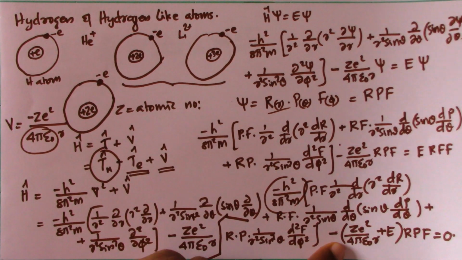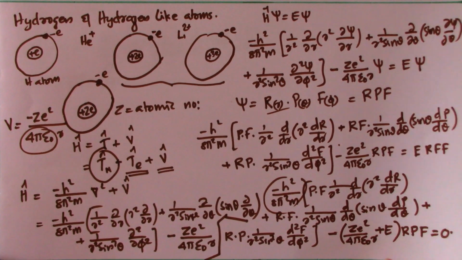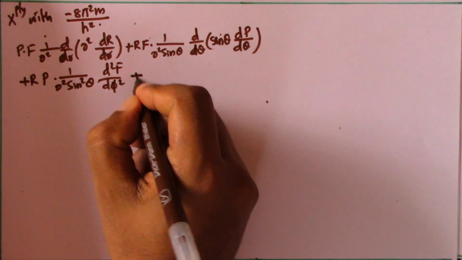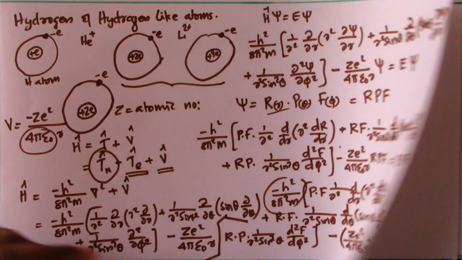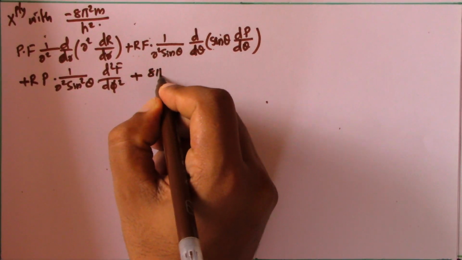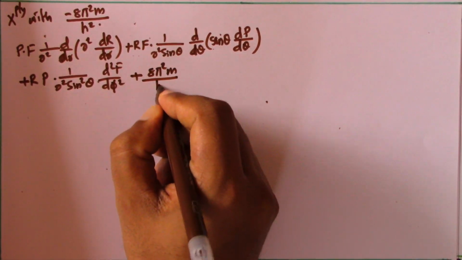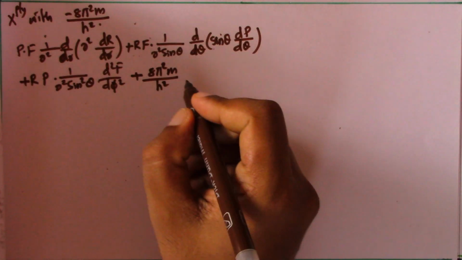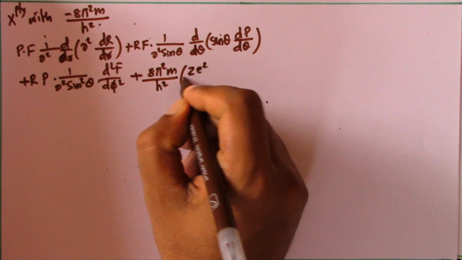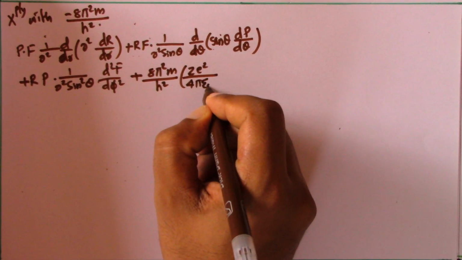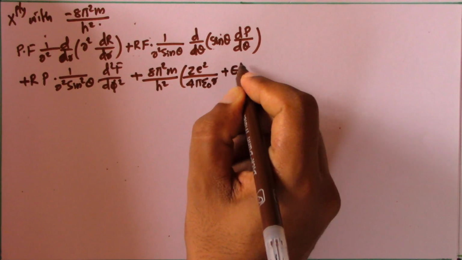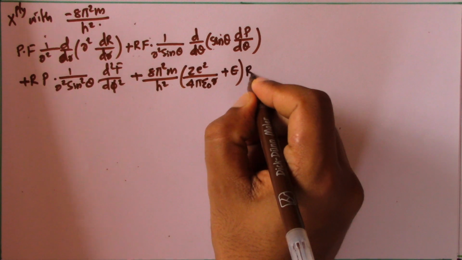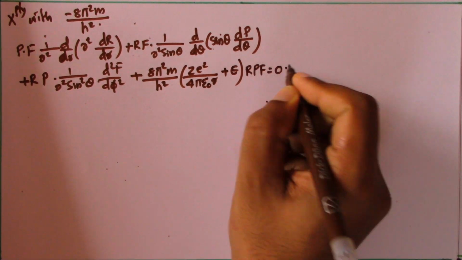And then we have to multiply the other term with minus 8 pi square m by h square. So we get plus, because there is already a minus sign here, plus 8 pi square m by h square into Z e square divided by 4 pi epsilon 0 r plus E, into R P F is equal to 0.